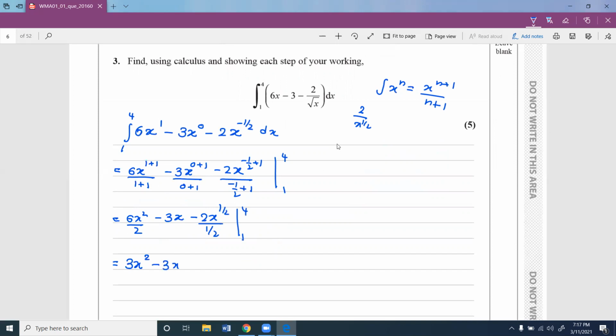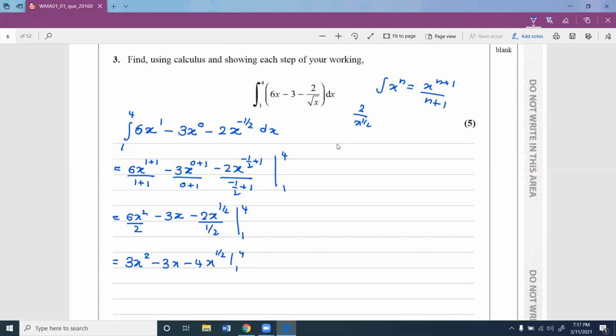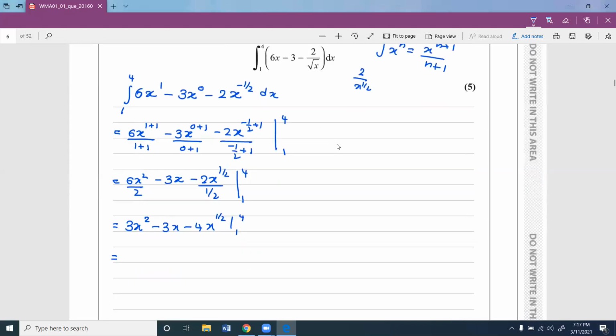Then 2 divided by half is 4 x to the power half, from 1 to 4. Then you can substitute the upper boundary. So you can write 3, 4 to the power 2, minus 3 times 4, minus 4, 4 to the power half, minus, then substitute 1: 3, 1 squared, minus 3, 1, minus 4, 1 to the power half. Then you can get this answer.